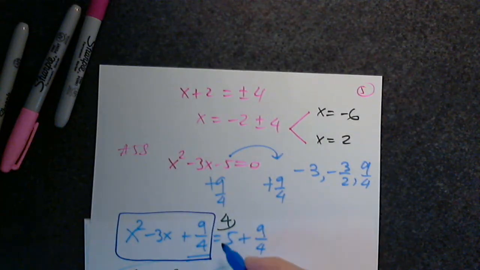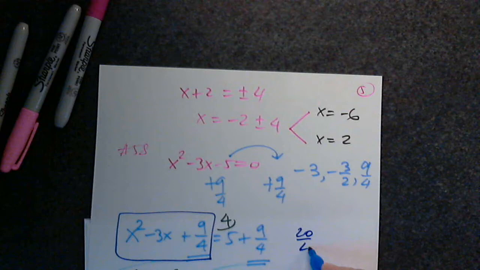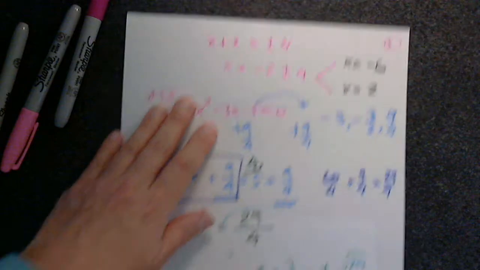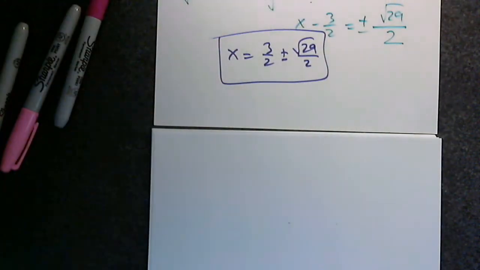When we add fractions, we change this into 20 over 4 plus 9 over 4 to get 29 over 4. This is what we did in rational expressions. Please remember, this is extremely important. Is this better? Yes, everyone? Okay. Last method.